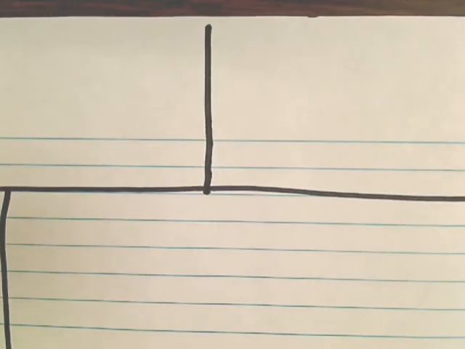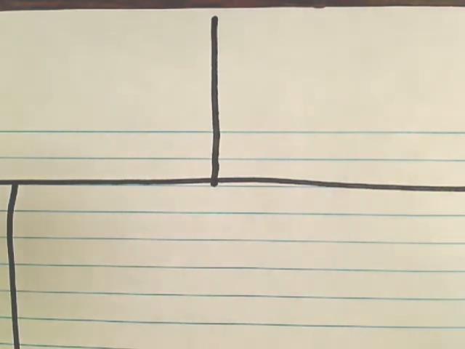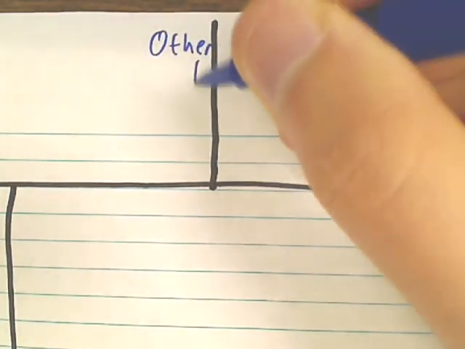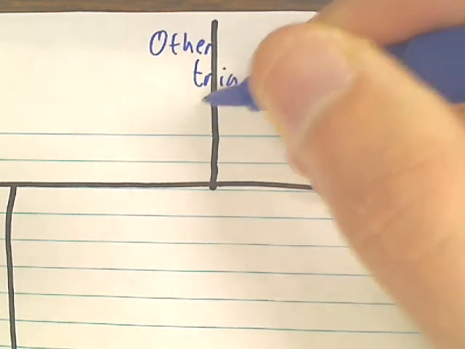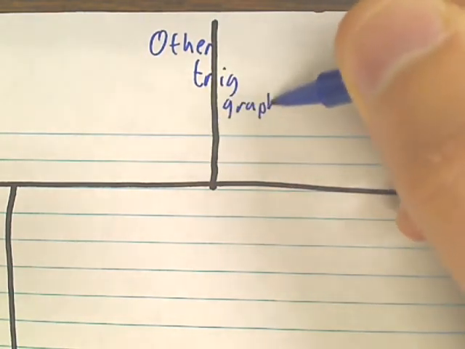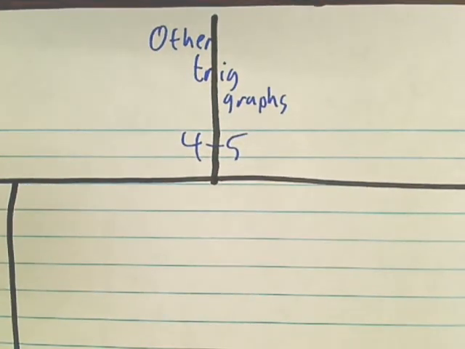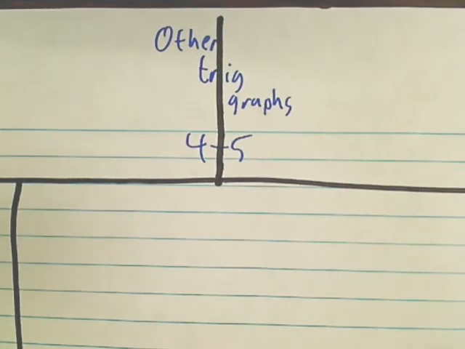Good morning, pre-calc. Let's look at section 4.5, the other trig graphs. Section 4.5. The other trig graphs. We talked about sine and cosine. Let's talk about the other ones.